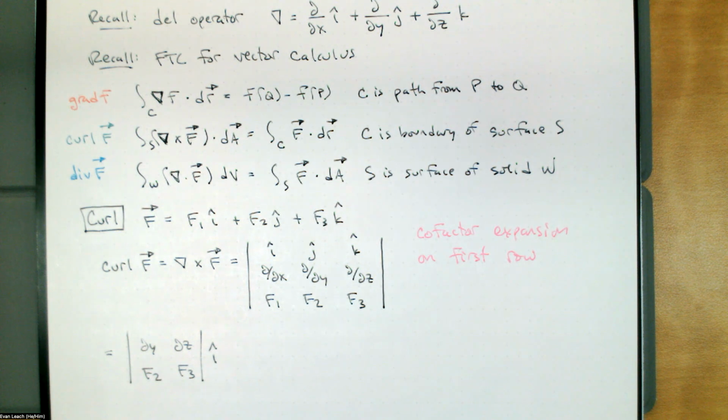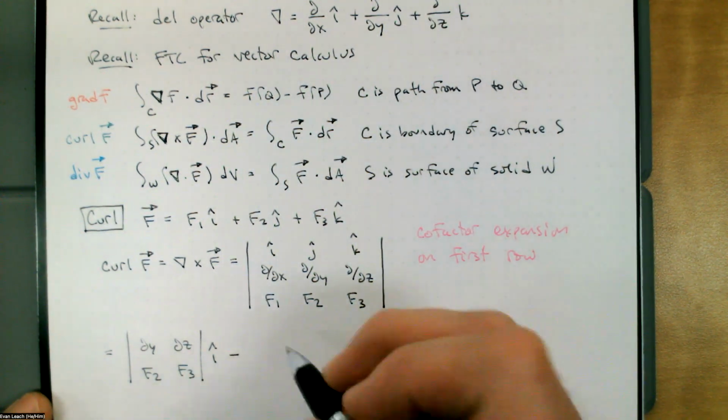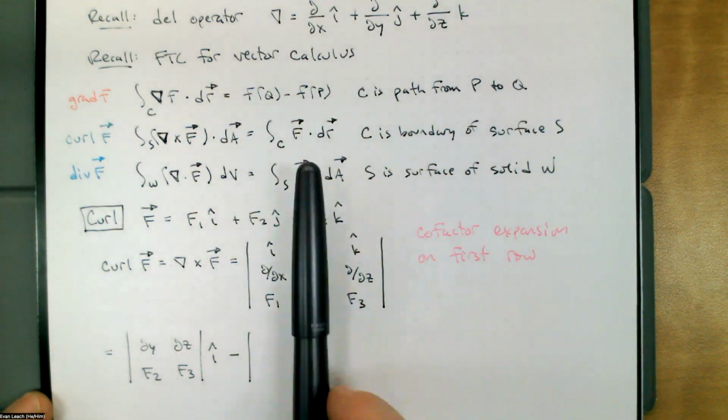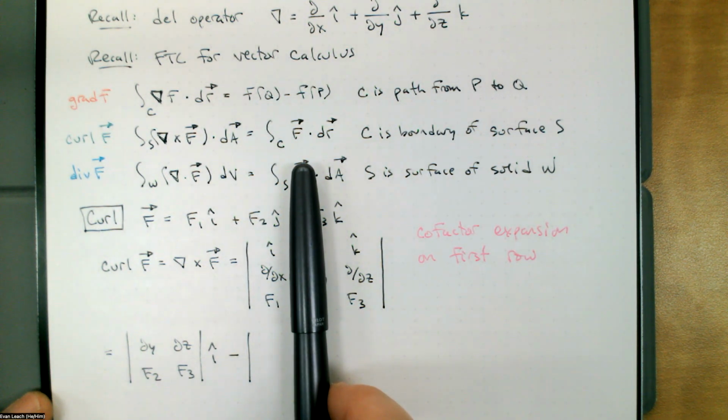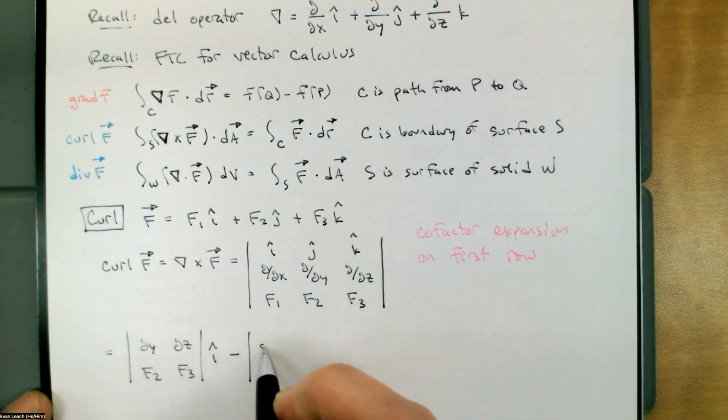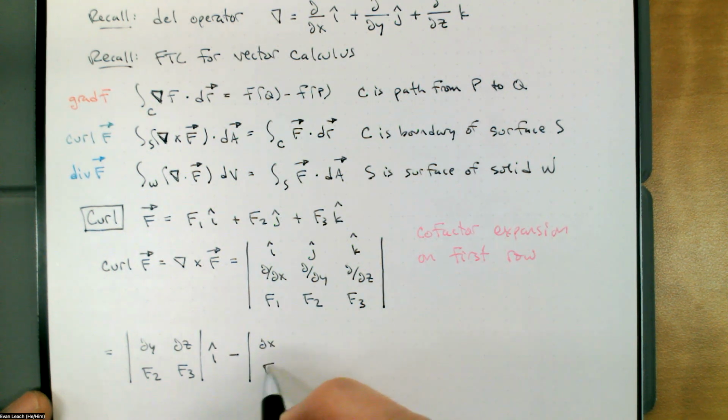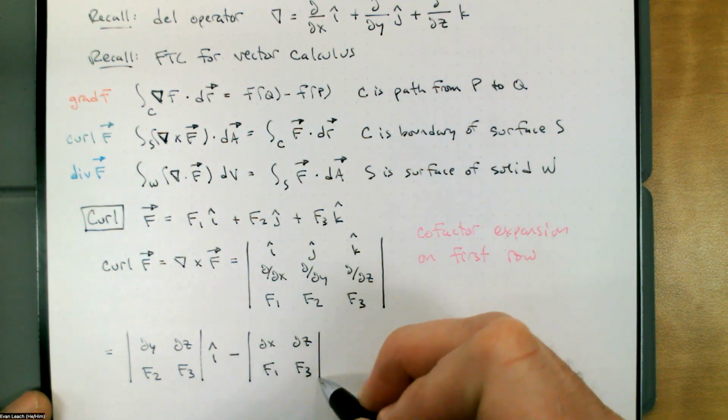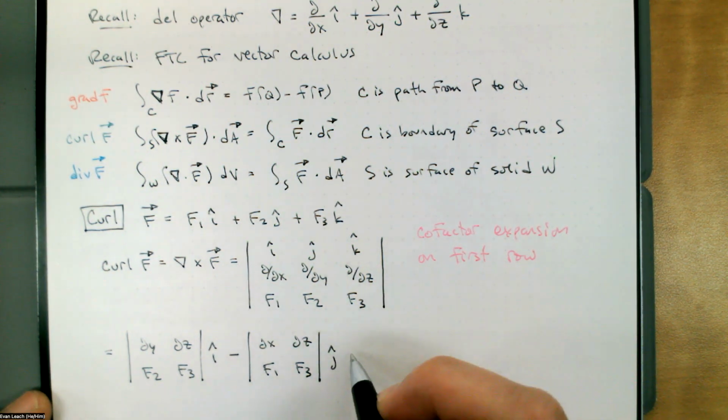Because we're doing a determinant and we started in the upper left, the first row, first column, we're going to go to the first row, second column. We alternate signs in calculating a determinant, so we're going to subtract. And then we're going to write the cofactor by taking out the j column. And that's going to be partial x, partial z, F1, F3. So it'll be partial x. I'm going to abbreviate. And there's our j component.